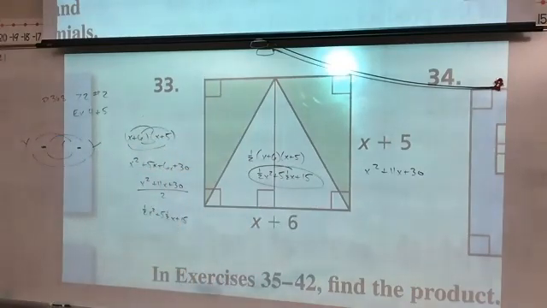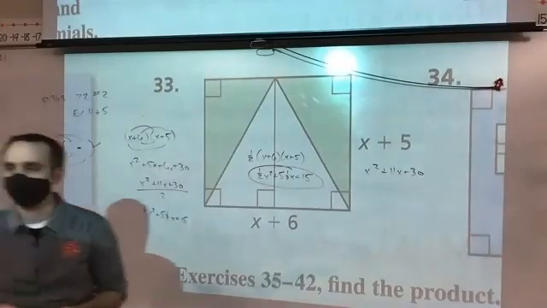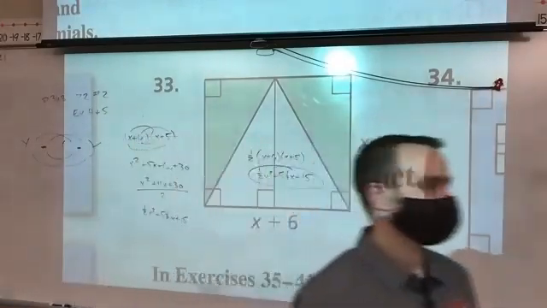Okay. So anytime you see a problem like this, you can find the area of the whole big thing, find the area of the white part, and subtract it. All right. Any questions about today? Perfect. Go ahead.